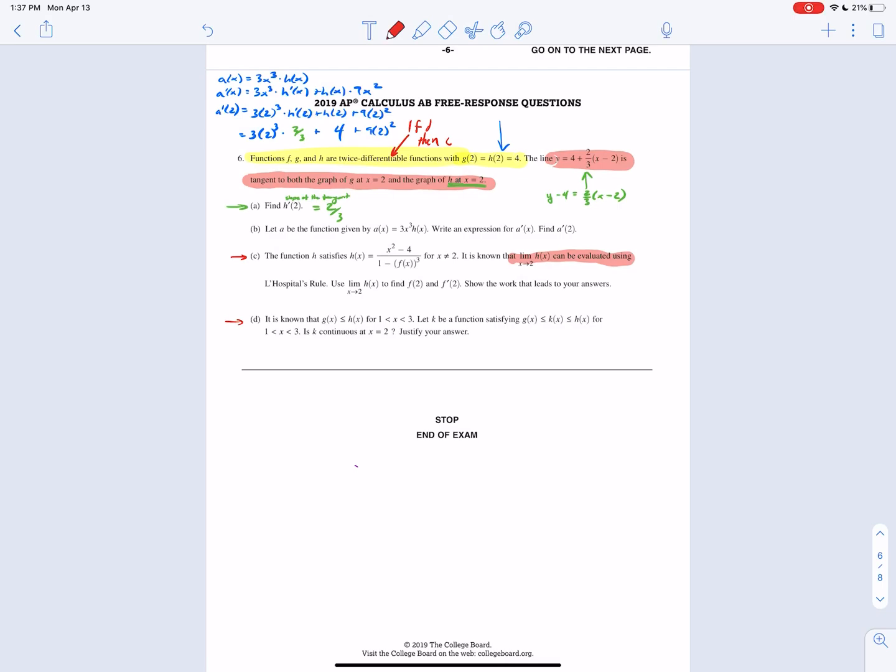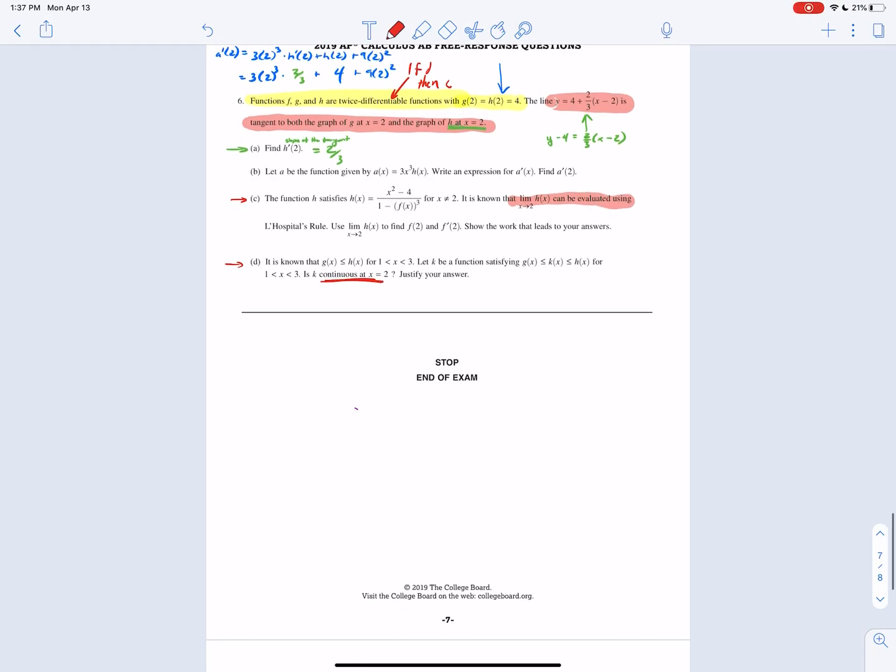Okay, so let's go back to this idea here, okay? So we know that g and h are continuous. Since g and h are continuous at x equals 2, okay? We know that g of 2 is equal to 4, and we know that h of 2 is equal to 4. So let's take a look at this.